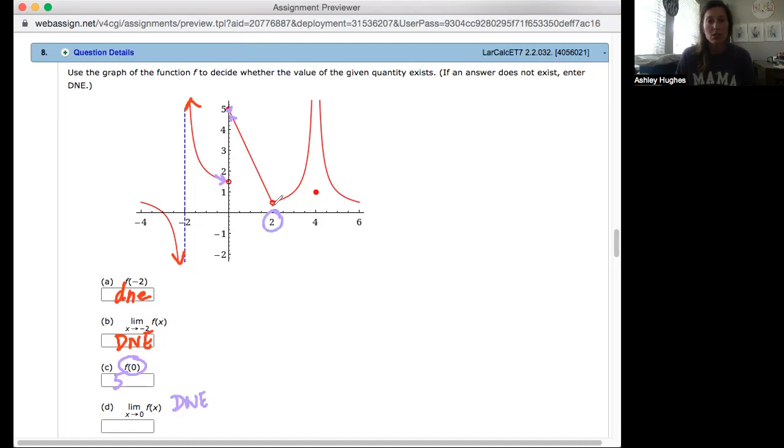Whereas here at 2, the limit would exist because even though the function's value isn't defined at 2, the limit is, it would be 0.5. It's halfway in between 0 and 1. And you see that both from the left and the right are approaching the same open circle. So that limit would be 0.5. So there's a few of those demoed for you.